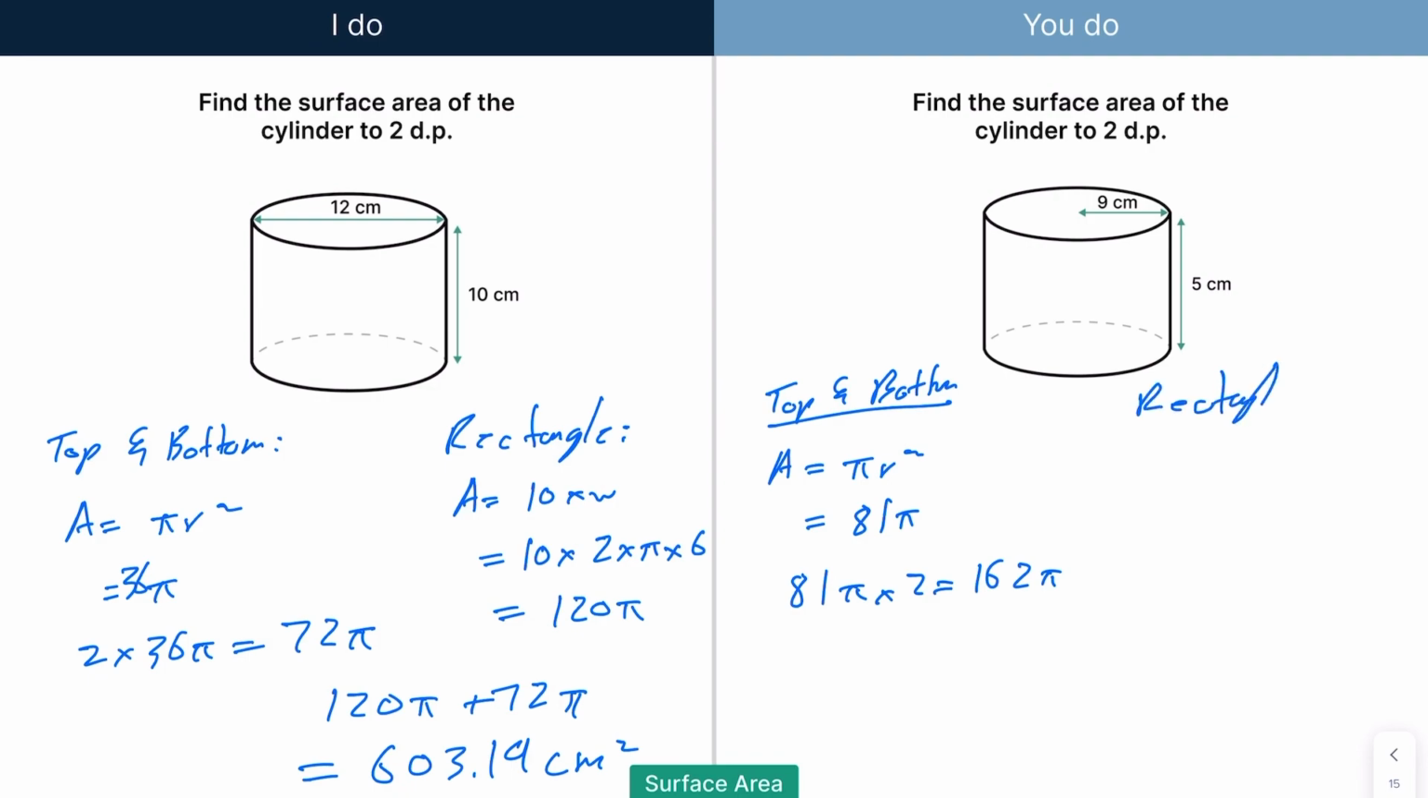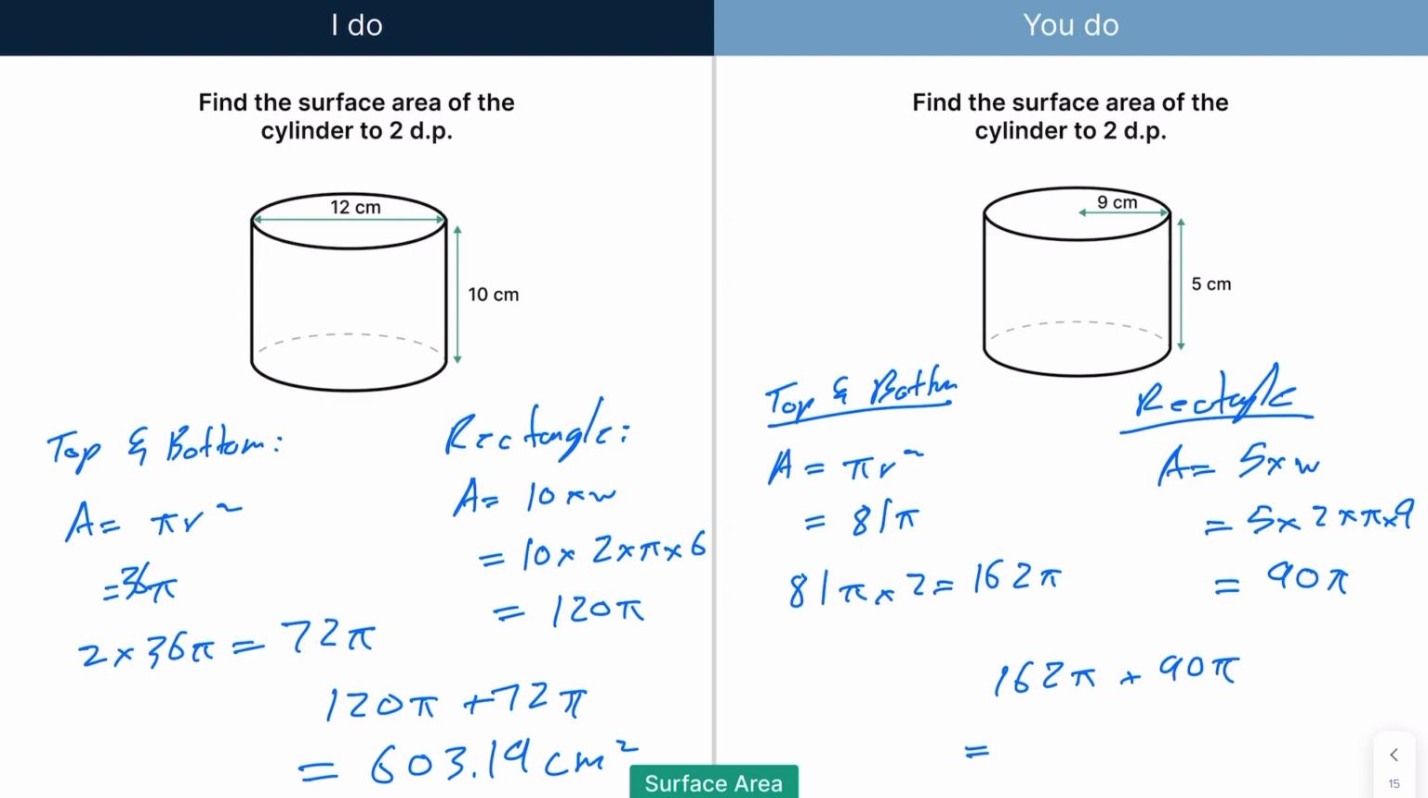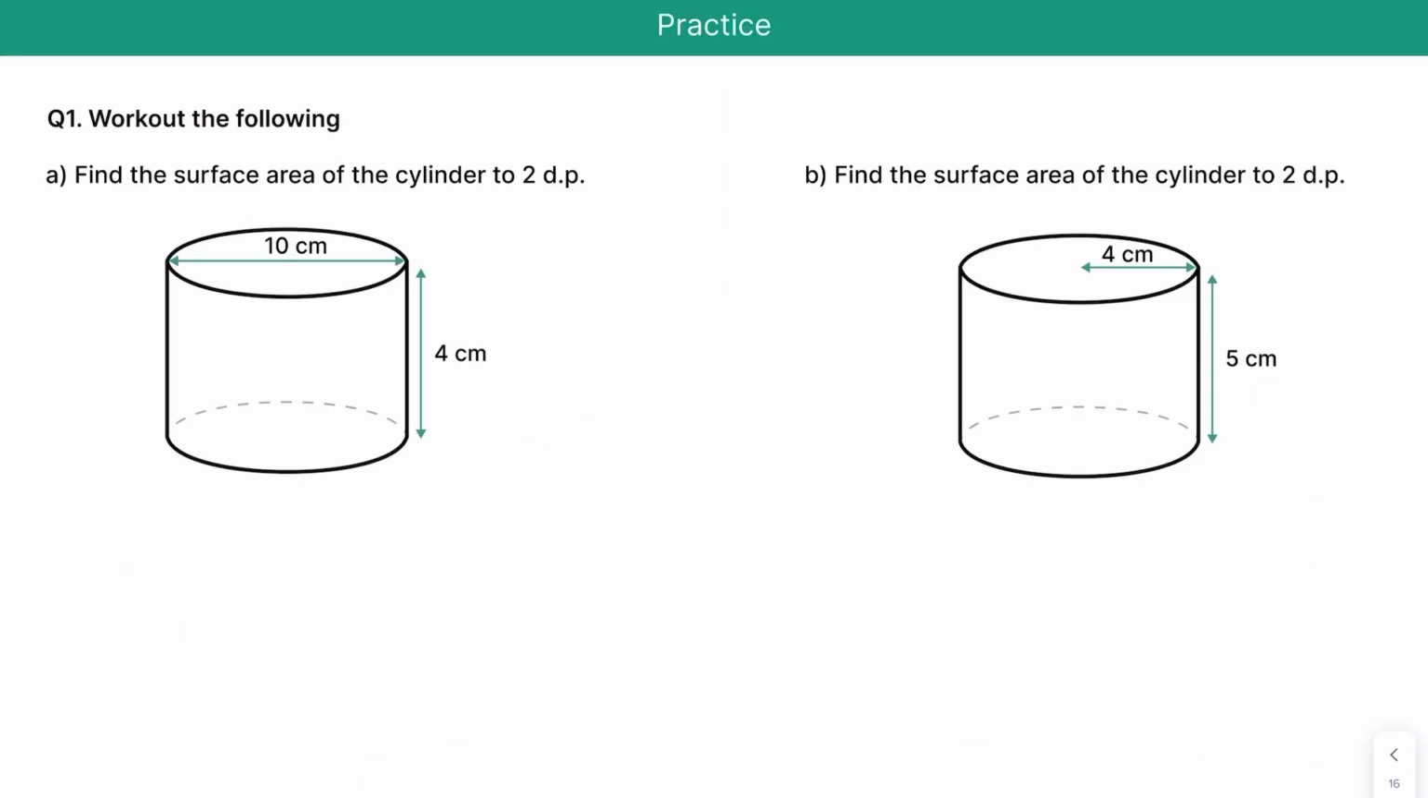Now with the rectangle, it's just base times height, so the area is just going to be height times width, and we know that the width is just the circumference of the circle, which is 2 times pi times r, which is 18 times 5, which is 90 pi. And finally, we just add all that together. So 162 pi plus 90 pi, and that gives us 791.68 centimeters squared.